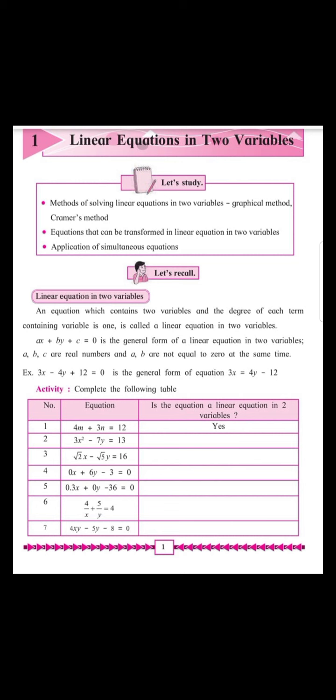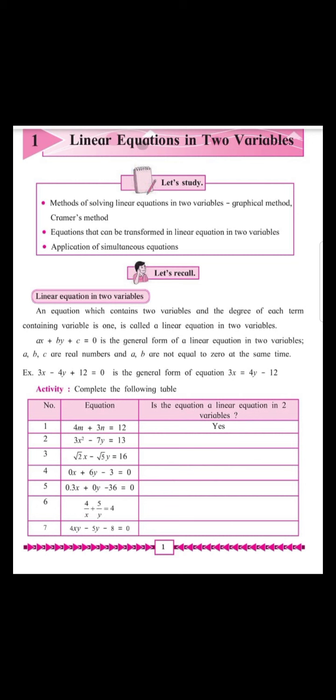Now see the definition in your textbook, definition of linear equations in two variables. See the page number first of your textbook. An equation which contains two variables and the degree of each term containing variable is 1 is called a linear equation in two variables. Okay, all of you understood the definition of a linear equation in two variables?